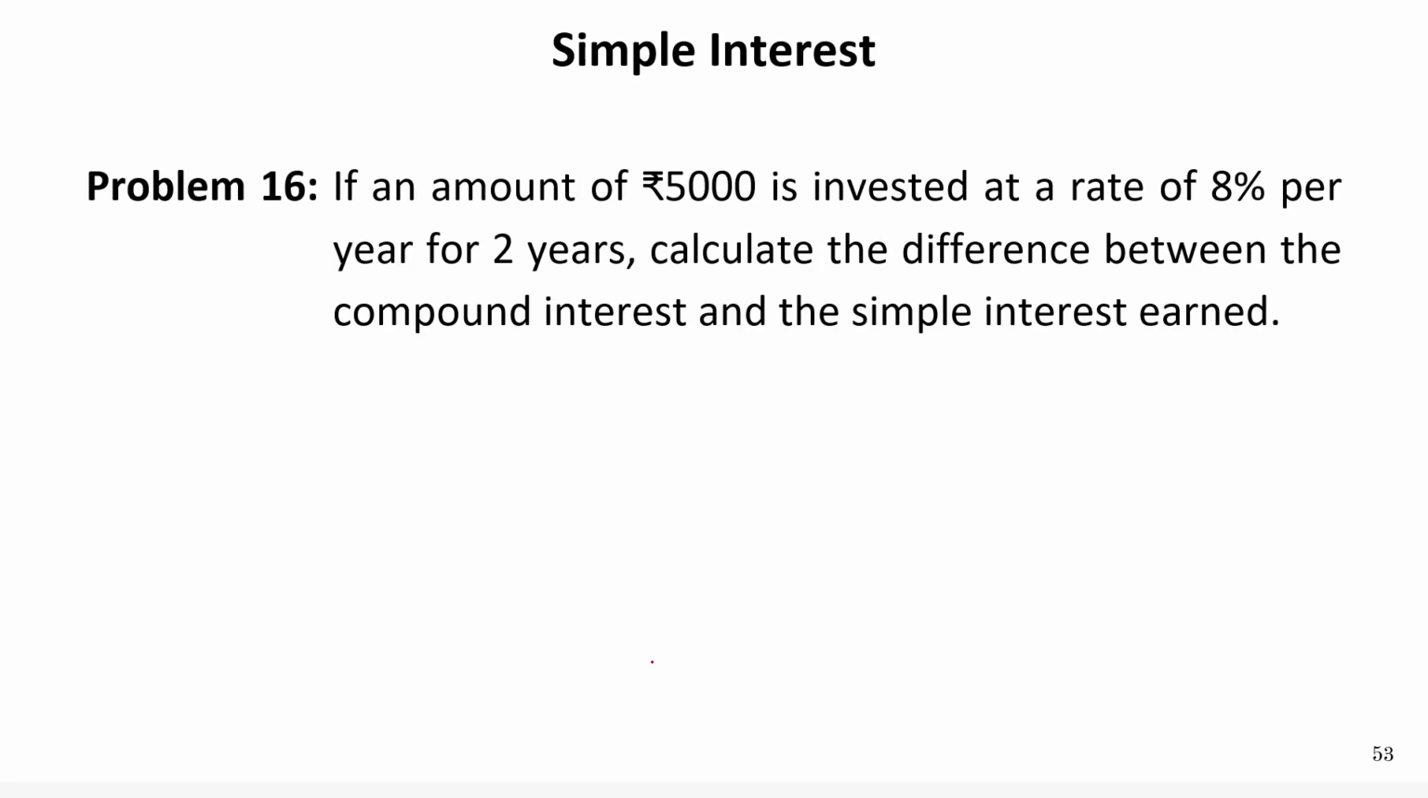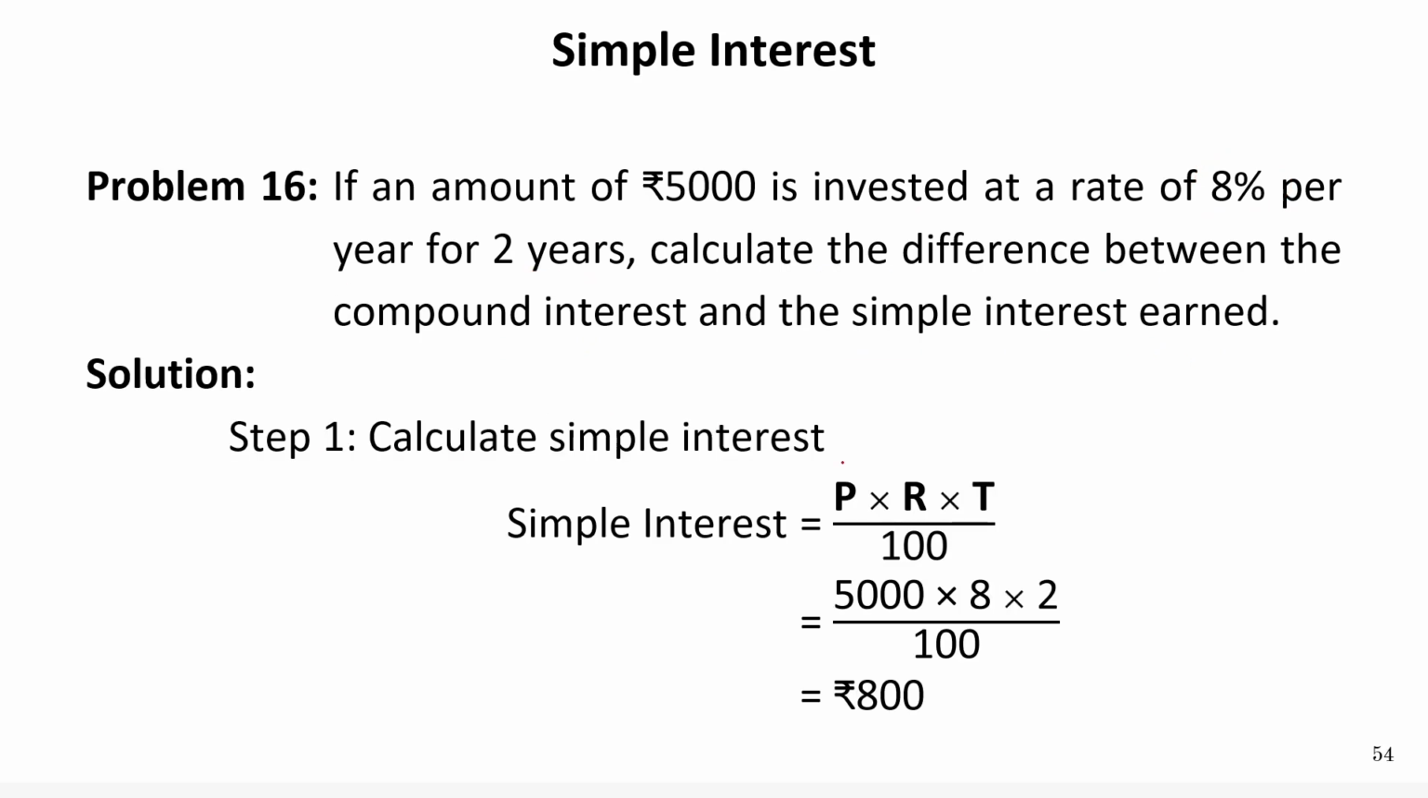Okay. So let's see problem number 16. If an amount of 5,000 is invested at a rate of 8% per year for 2 years, then calculate the difference between the compound interest and the simple interest. Okay, so calculating the simple interest is what? PRT by 100, right? That is the principal amount into rate of interest into time by 100, where the rate of interest is in percentage, that's why we have divided by 100. So 5,000 into 8 into 2 by 100. So it will be what?